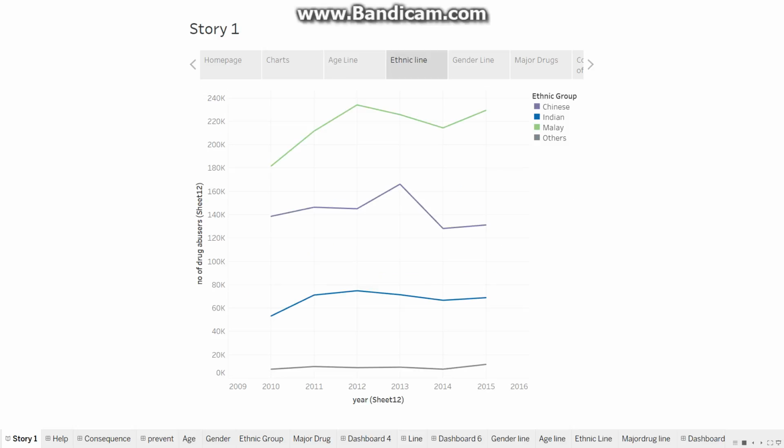Next will be the ethnic line, which is the same as the pie chart. The green line represents the Malay, purple represents the Chinese, blue represents the Indians, and grey represents the others. And we can see that there's a constant growth in the ethnic group Indian, and the highest peak for the Malay ethnic group was in 2012 with a total number of drug abusers of 234,000, and for the Chinese, the highest peak was in 2013, which has a total number of drug abusers of 166,000.